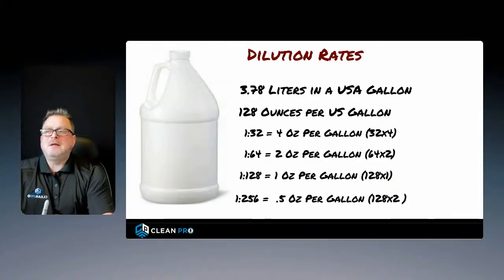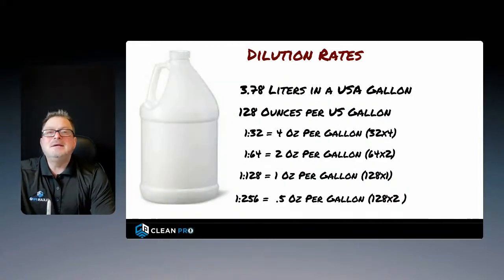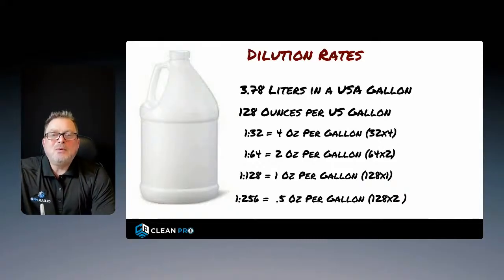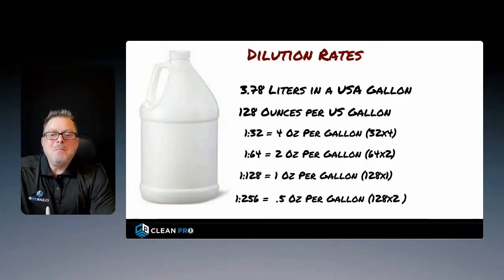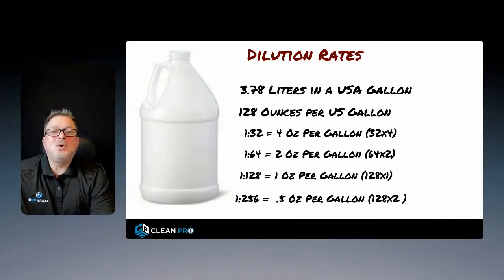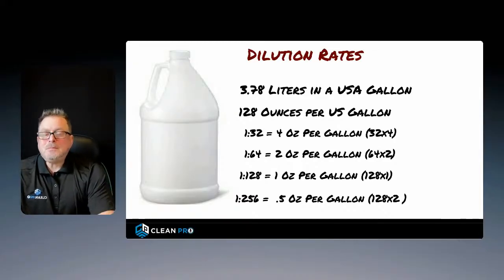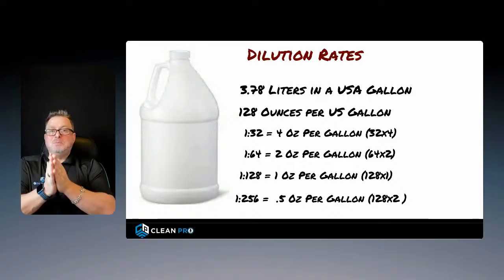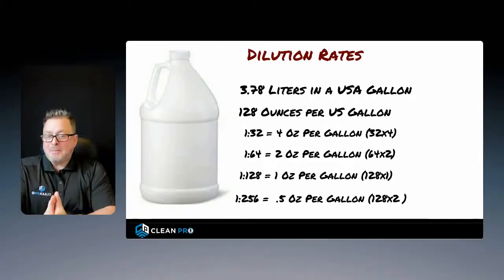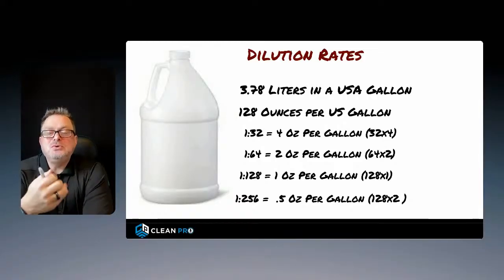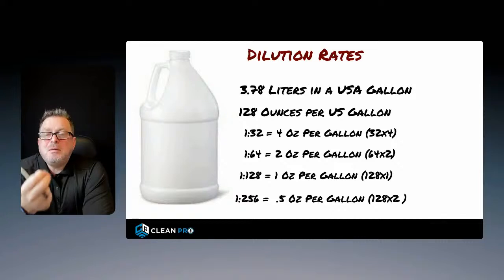The next thing that's very important to understand is dilution rates. And the reason why it's important is most people don't understand them. Most of the end users that you're working with, building service contractors, things like that, many of them don't understand dilution rates. It doesn't mean anything to them. But you need to understand it because it helps you recommend the proper product, but it also helps you in making sure that people use products properly.